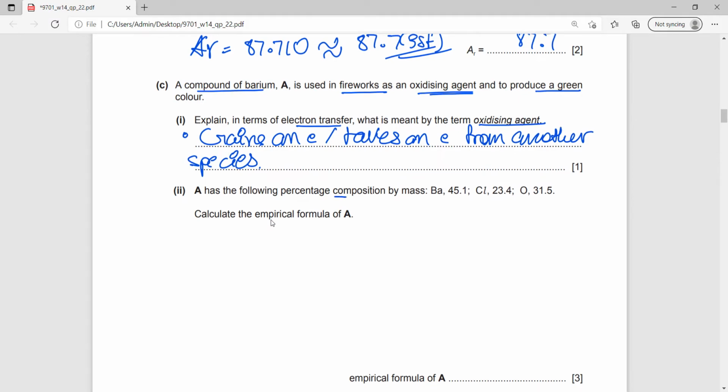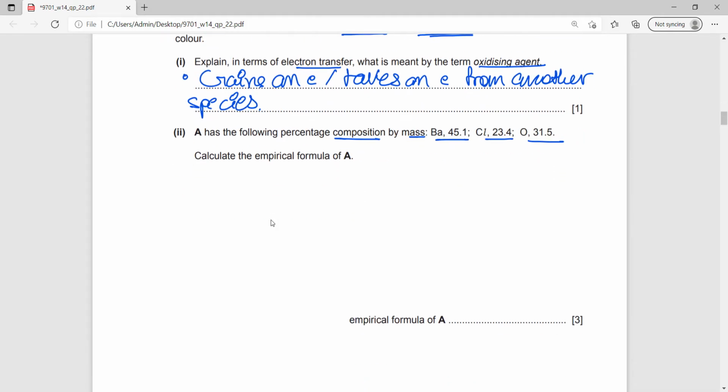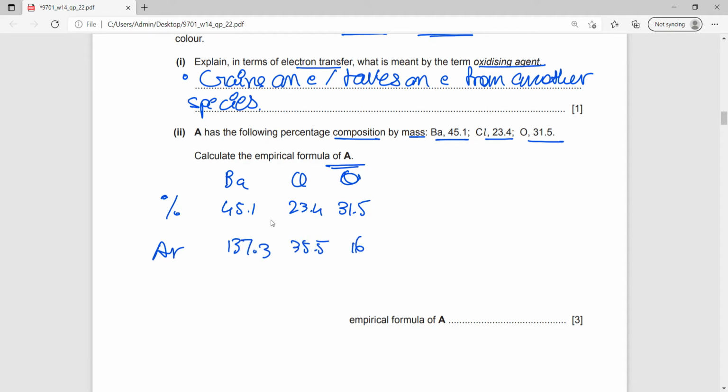A has the following percentage composition by mass: Ba 45.1, Cl 23.4, and O 31.5. Calculate the empirical formula of A. This is something you've done in your GCSE years. So write the percentage, or mass, for Ba, Cl, and O: 45.1, 23.4, and 31.5. And then you write their Ar. For Ba, it's, I believe, 137.3, then 35.5, and 16. The Ar values are given in the periodic table in the data booklet, so make sure to use that. And then you calculate the moles.